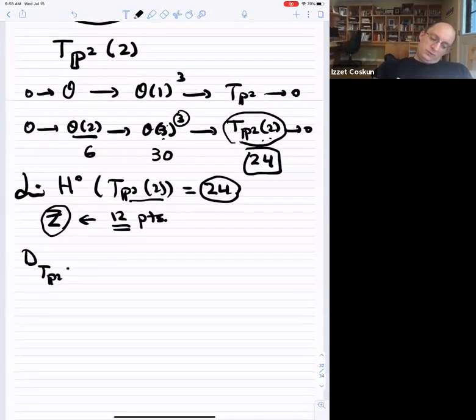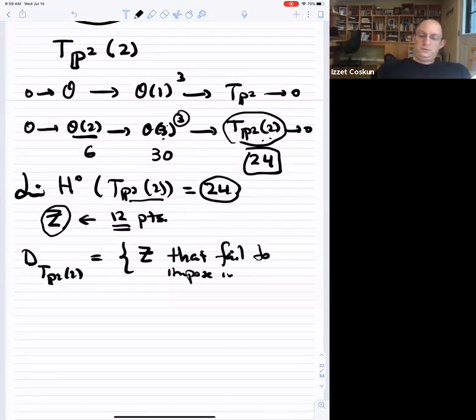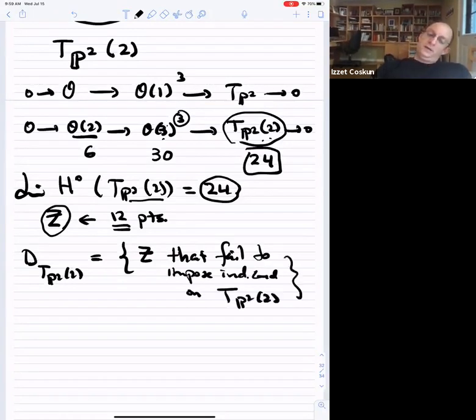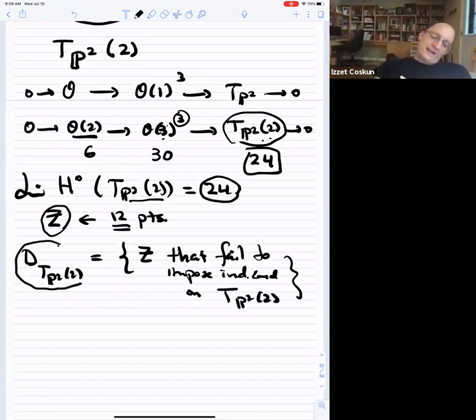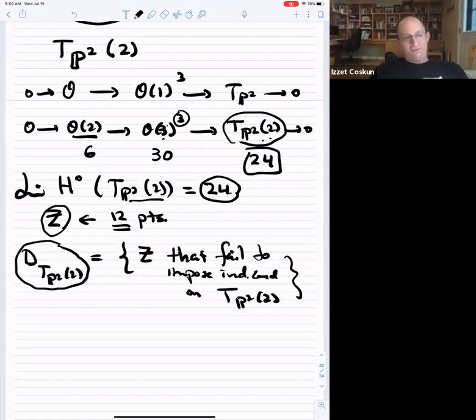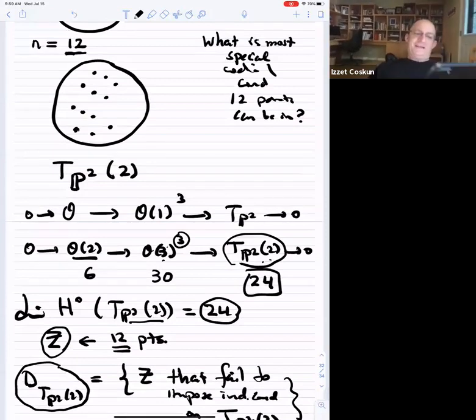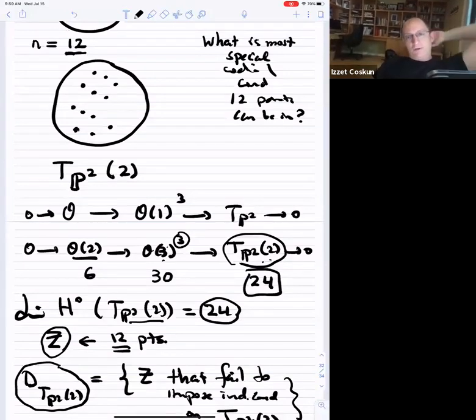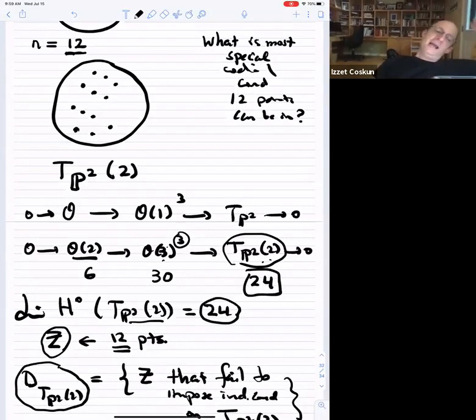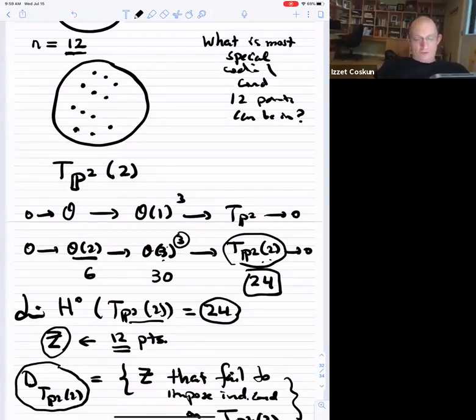So let me just call it the set of points Z that fail to impose independent conditions on, let's say, TP2(2). All right. And now I claim that this is actually the most extremal position that 12 points can lie in, okay? Now it's a little bit harder to see what that means, right? In other words, now I have sections of this tangent bundle of P2, twisted, and the condition that I claim is the most special is that they fail to impose independent conditions, okay?